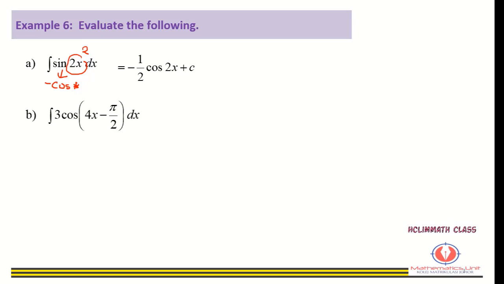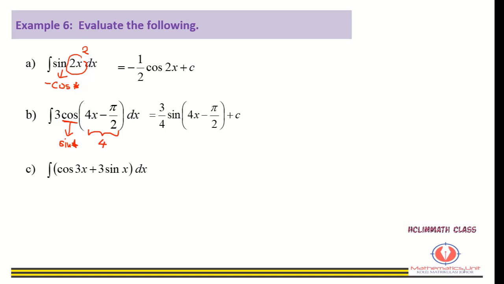For the second example, B, we have the function 3 cos of 4x minus pi over 2. We consider the main trigonometric function, which is cosine. As we know, integrating cosine gives sine with the same angle, and the differential of 4x minus pi over 2 gives the value 4. Therefore, the indefinite integral becomes 3 over 4 sine of 4x minus pi over 2 plus the constant c.